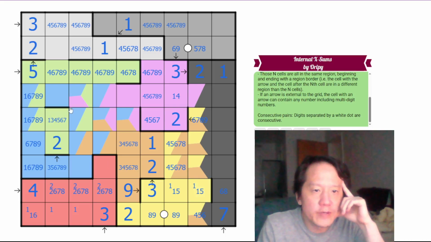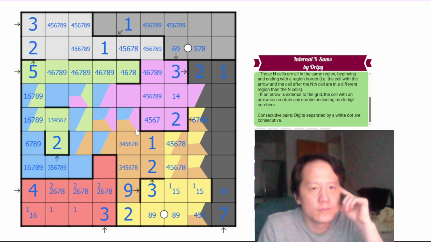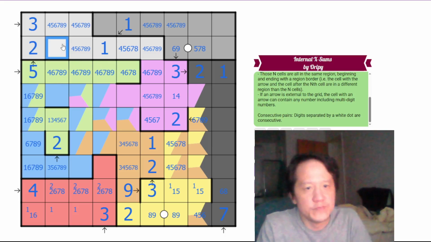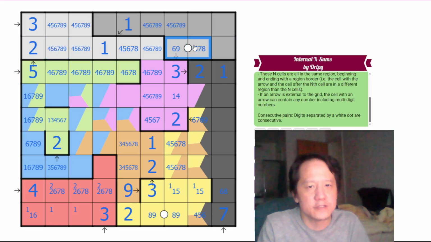So this is a boundary. This has to be a boundary. This is a boundary. This is a boundary here. So this is 4 through 9. What digit is this? This is not consecutive. 3 cannot be here because it's not consecutive with 6 or 9. Therefore, this is a 3.